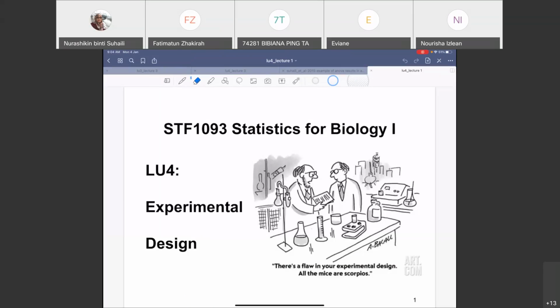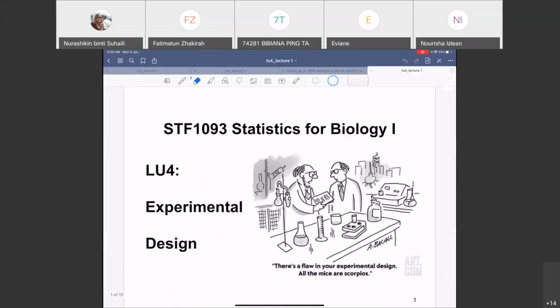It's more about some concepts in statistics or in designing your experiments. If anything is unclear, you just stop me at any time. You just shout, because sometimes I'm not really aware of your messages on the chat box. Okay, so LU4 is about experimental design.